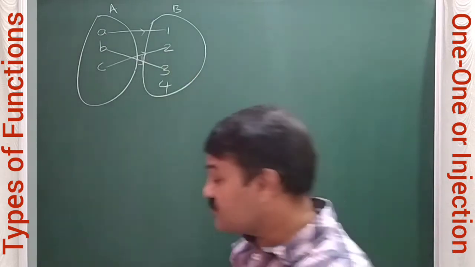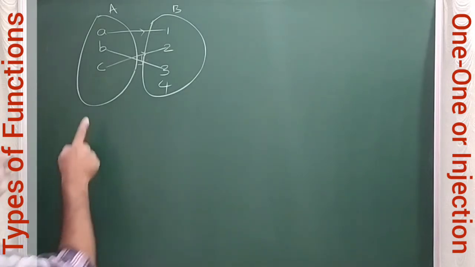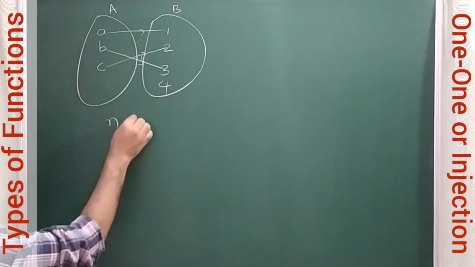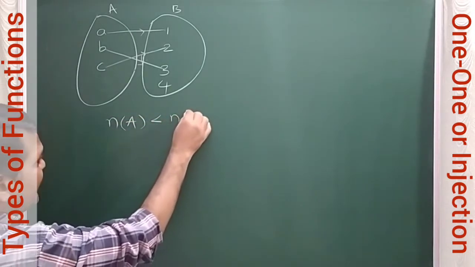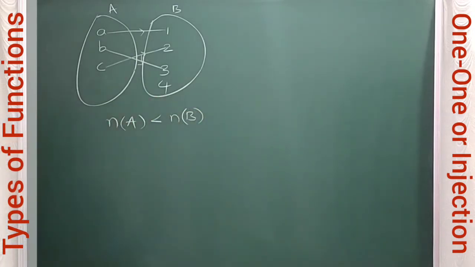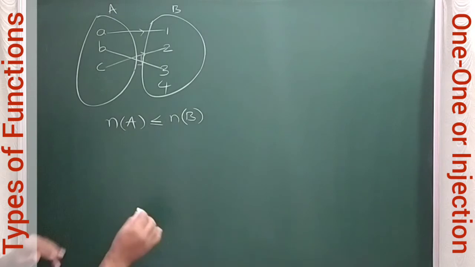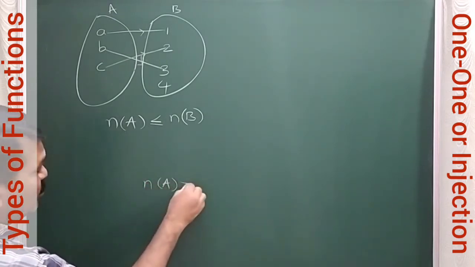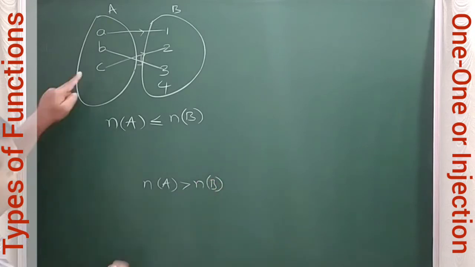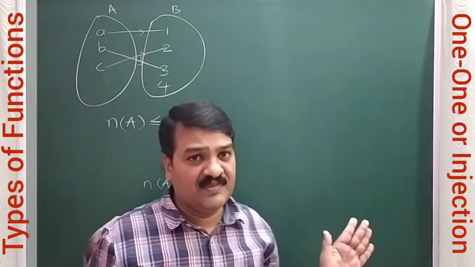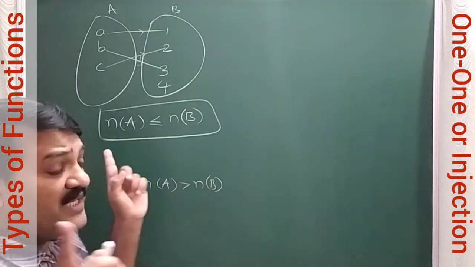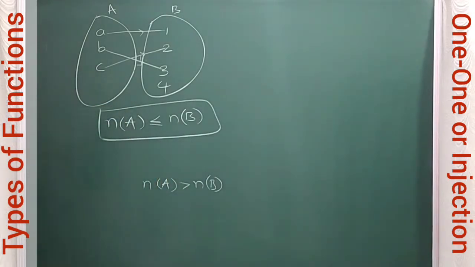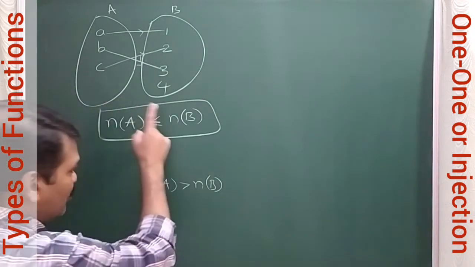No problem. So therefore, for a 1-1 function to be defined from A to B, if n(A) is equal to n(B), no problem. If n(A) is less than n(B), no problem. Even if these are equal, no issue. But if n(A) is more than n(B), the number of elements in A is more than the number of elements in B, you cannot define a 1-1 function. So basically, this is the important condition for a function to be a 1-to-1 mapping. For 1-to-1 mapping, this is a must.